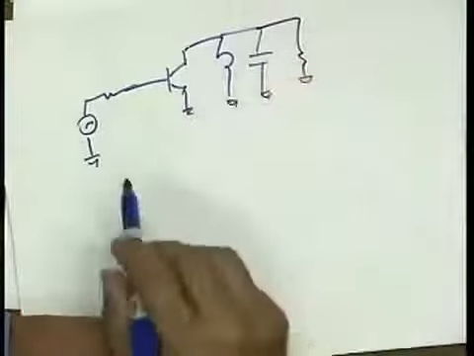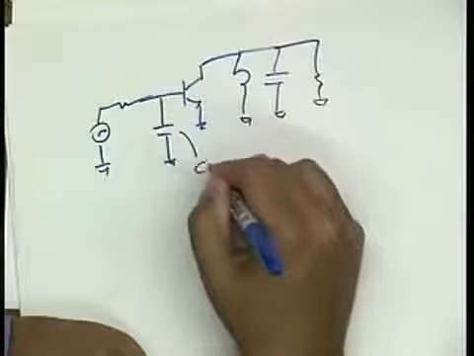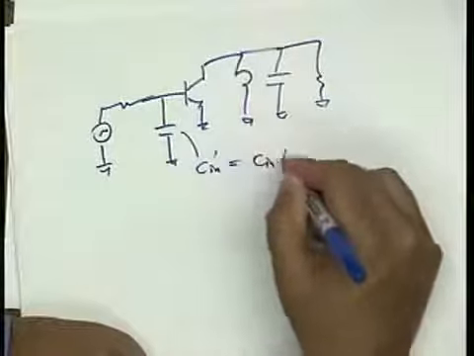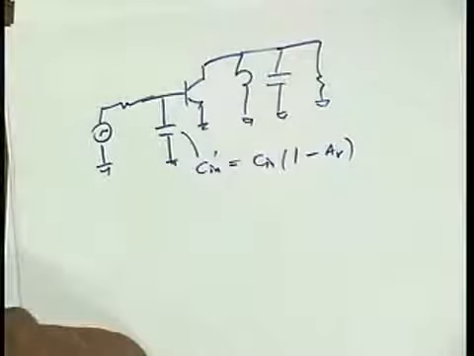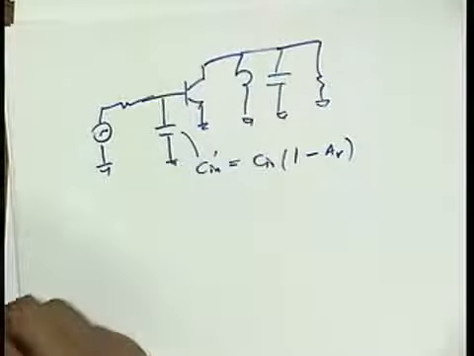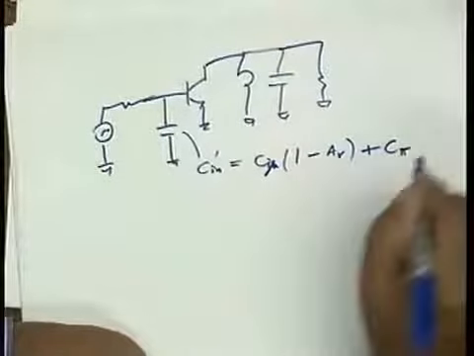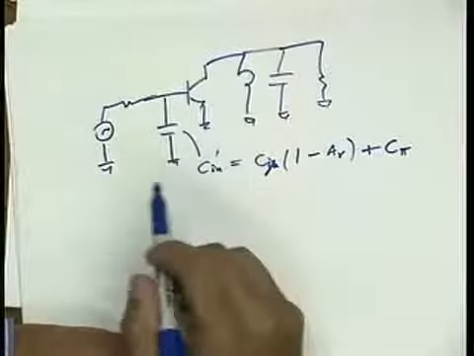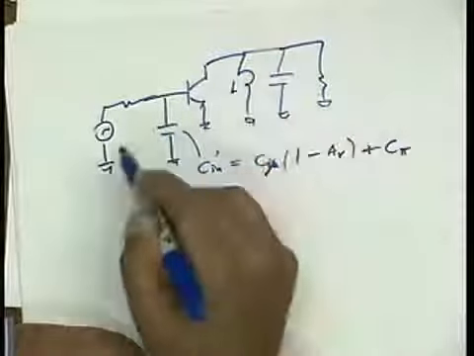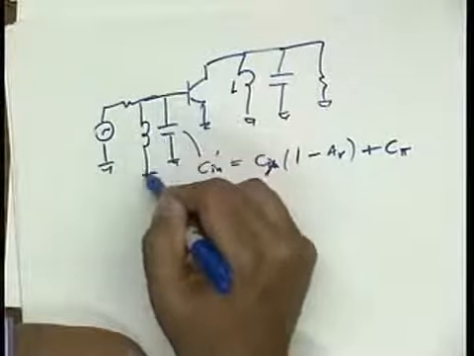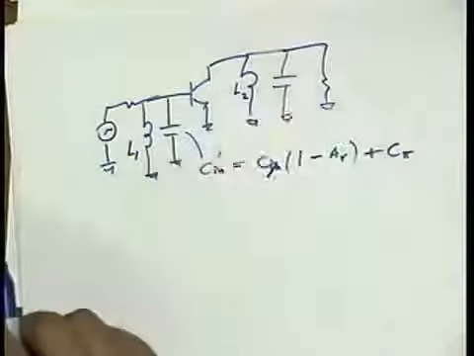And indeed, you can. So in other words, this is C_in prime, which is basically 1 minus A_V times the Miller capacitance, which is basically, excuse me, C mu plus, let's say, C pi. And we've taken care of the output capacitance with this inductor. We can do the same thing on the input. Let's call this L1 and this L2.